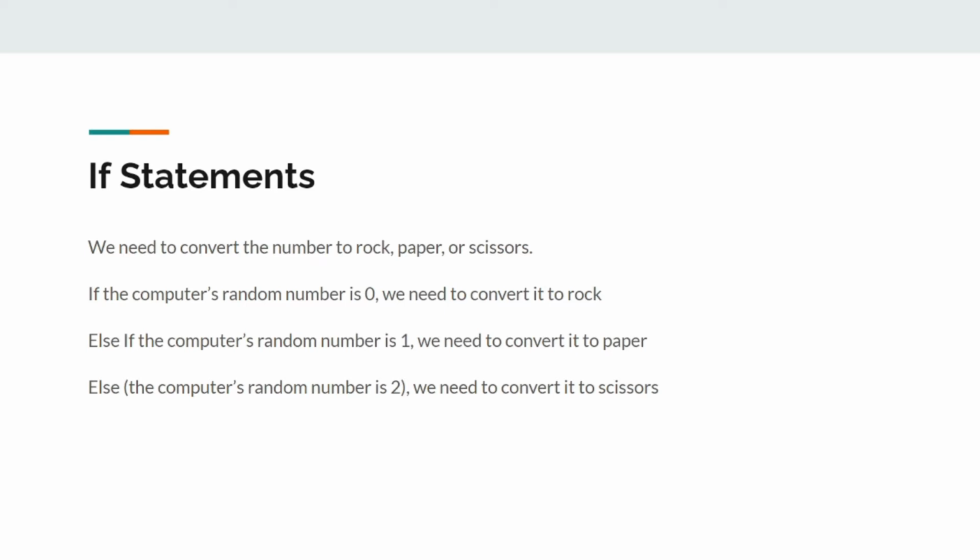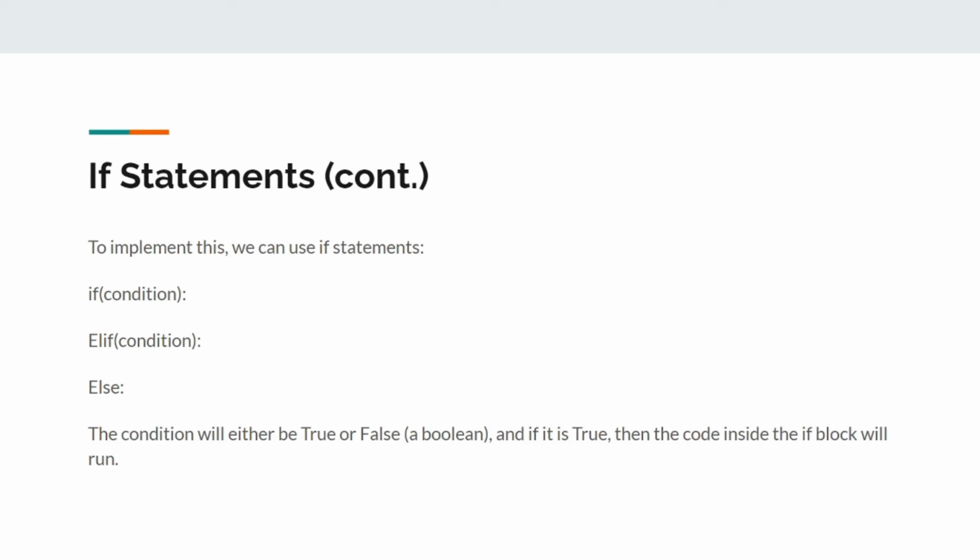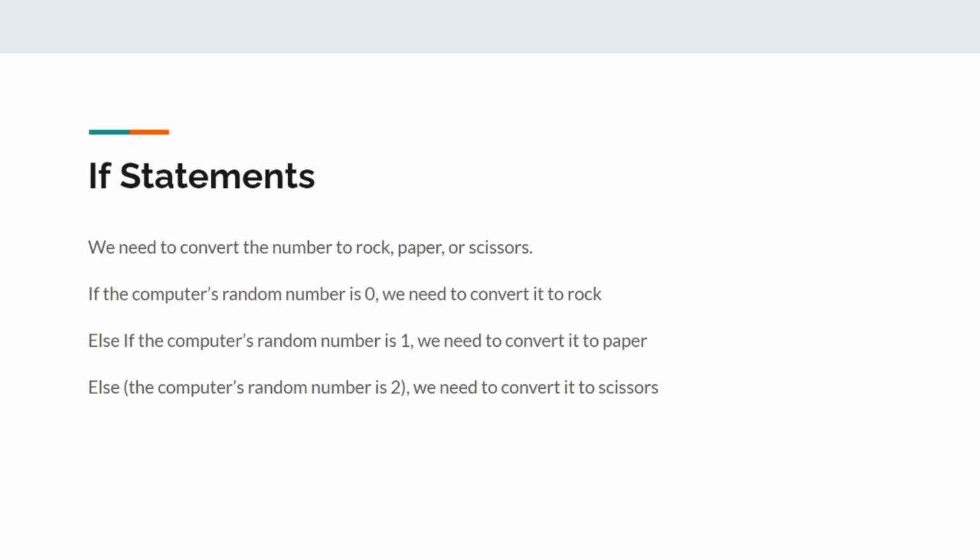So if you look at the slideshow, the way we do this is by typing if, then parentheses, and then inside the parentheses, essentially, if the computer's random number is 0, we need to convert it to rock. Else, if the computer's random number is 1, we need to convert it to paper. Or if the computer's random number is 2, we need to convert it to scissors.